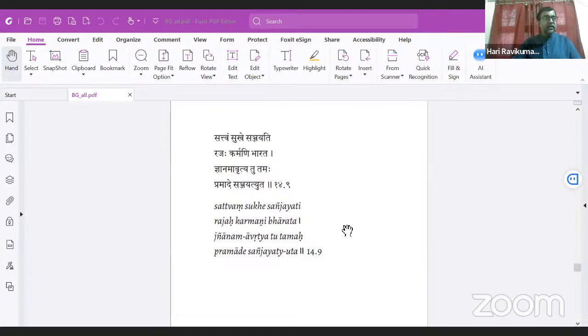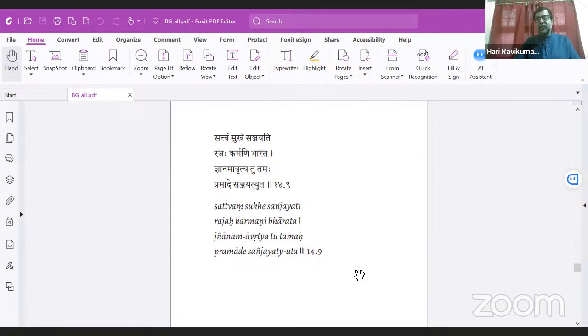So Bharata, sattvam sukhe sanjayati. Sattva gives rise to sukha, to pleasure, to comfort, to happiness. Rajaha karmani. Rajas gives rise to action. Tamaha tu jnanam avritya pramade sanjayati. So tamas gives rise to carelessness that engulfs knowledge, that clouds knowledge, shrouds jnana and binds one to delusion.